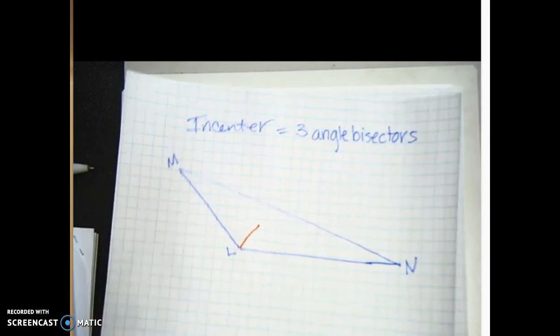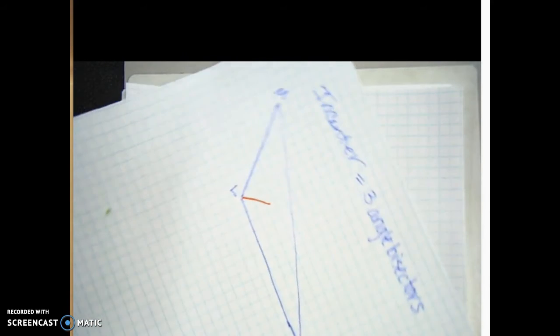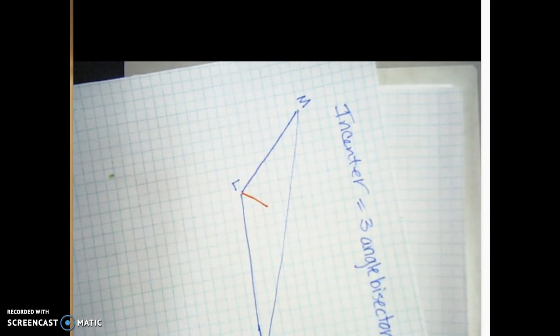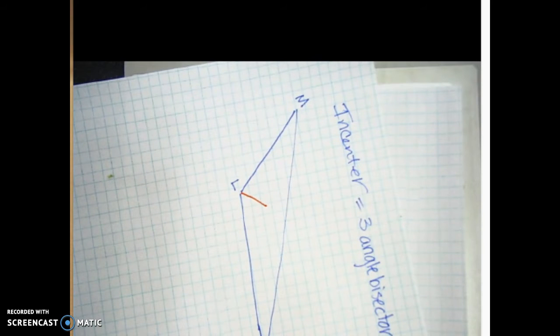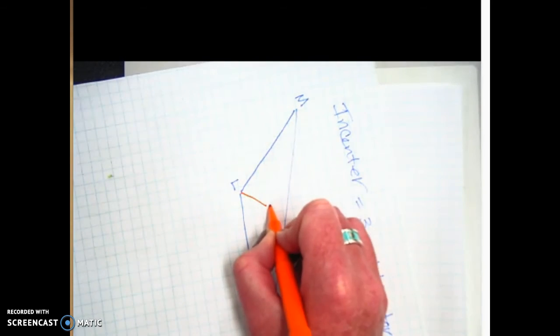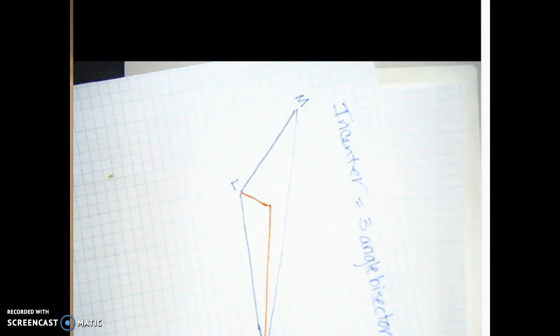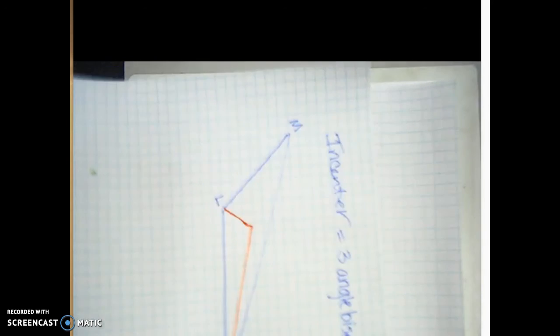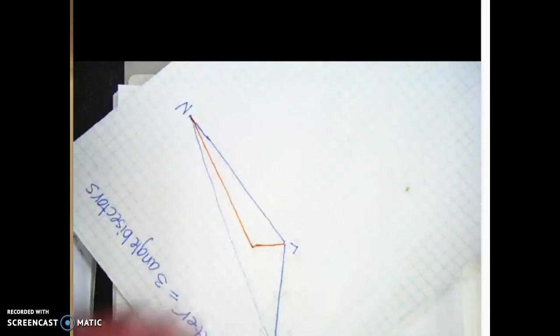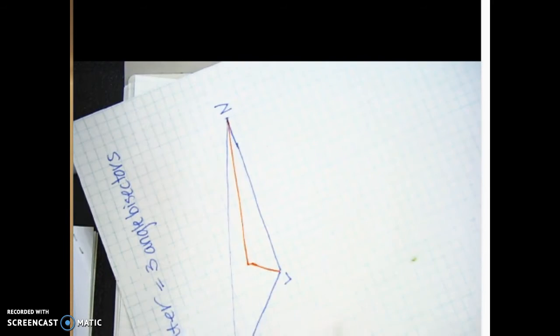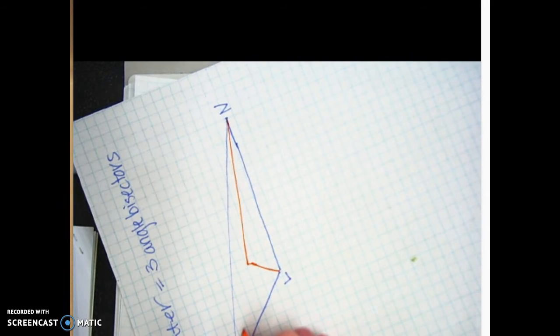Just eyeball it, get it as close to the middle as you can. Then turn your paper a little bit until you get to N. N is also an angle we need to bisect. It's a little bit tighter, smaller angle. So it's a little bit harder, but you can do it. Draw its bisector until they connect in the middle right there. Okay? Then go over to angle M, and you're going to draw its bisector.